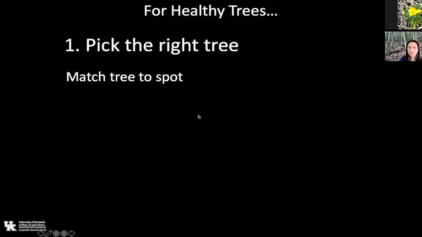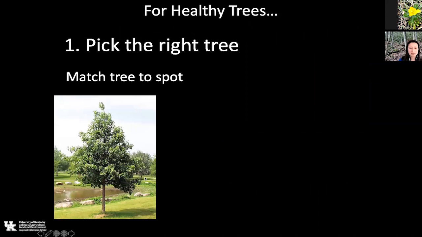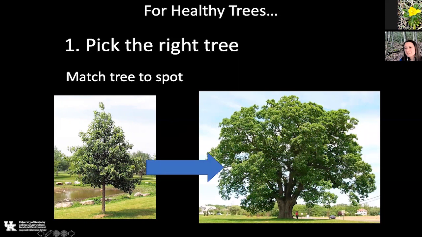All right, so picking the right tree. Match the tree to the spot. A lot of times I'll see someone plant a tree, maybe you love bur oak or a big oak tree, and plant it somewhere where it looks really good right now. But keep in mind that trees grow and it might not be the right spot 20 years from now. So plan ahead and plan for the size of tree that you're going to get. Match the tree to the spot that you have.